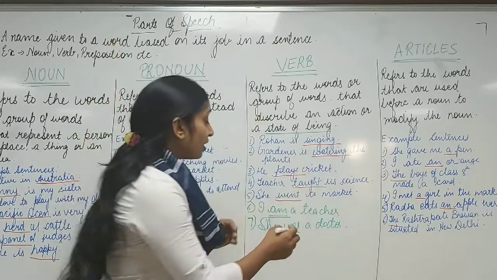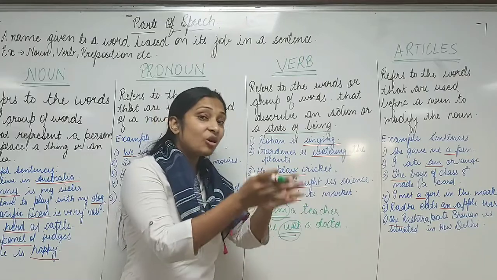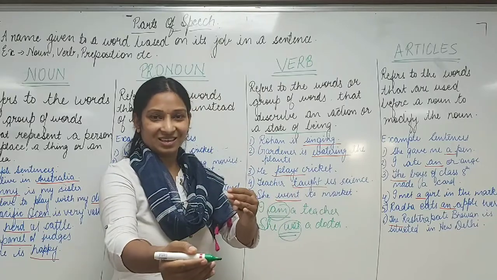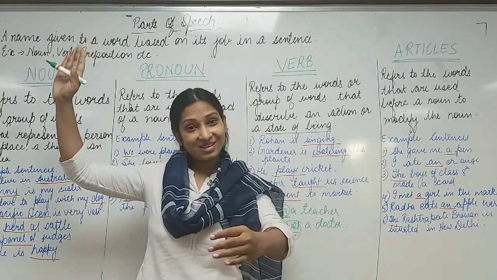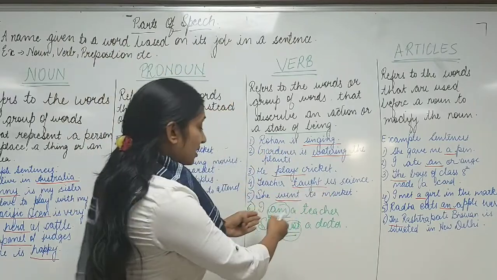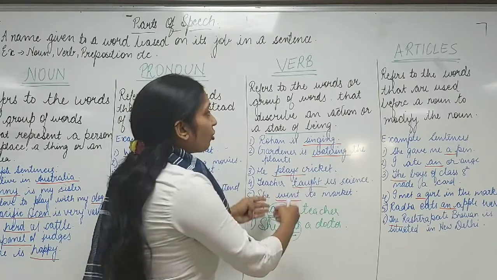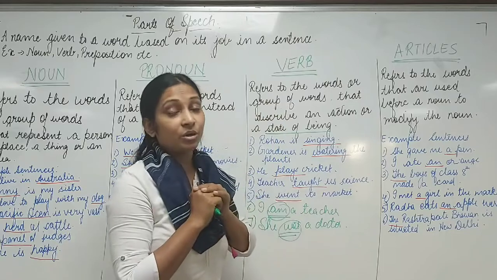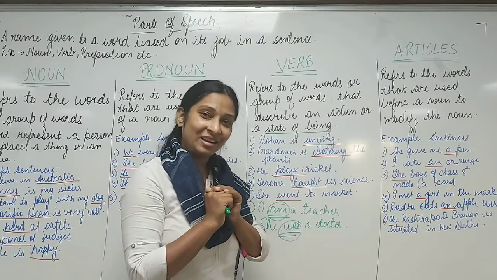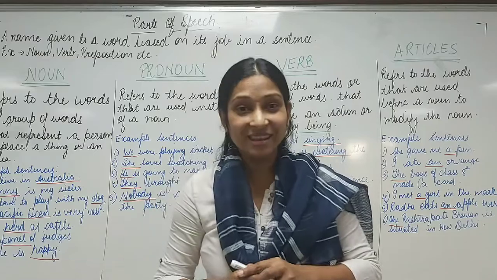Clear? So here there are a few words that are not denoting actions but the state of being of a person. What is that person currently, or what was that person in the past, or what that person will be in the future. These words are telling us the state of being of a person, right? So they also fall under the category of verbs. Verbs denote actions and the state of being of a person. Clear? Okay. Now articles.